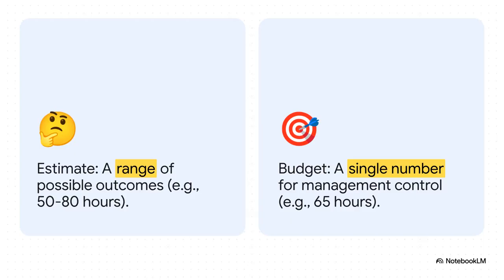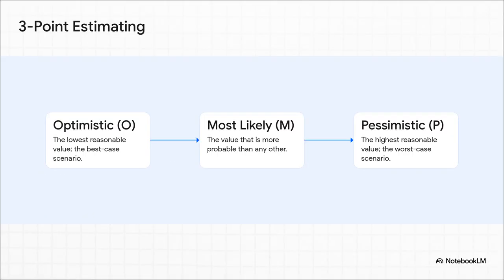Okay, here's a super common point of confusion we need to clear up right now. An estimate is not a single number. It never is. A real, professional estimate is a range of possible outcomes. A pro knows the work might take, say, somewhere between 50 and 80 hours. The budget, on the other hand, that's the single number, like 65 hours, that management uses for planning and control. Acknowledging that uncertainty is the key to good estimating. So, how do you actually create that range?